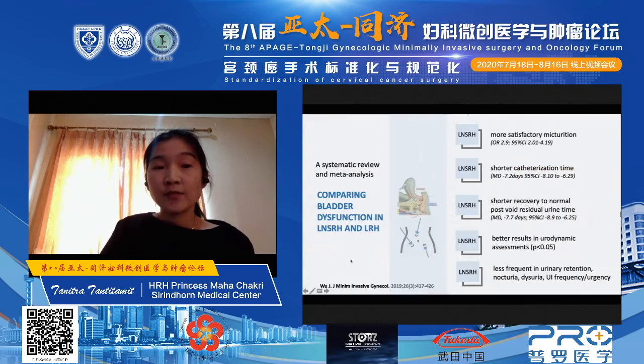A systematic review and meta-analysis published last year compared bladder dysfunction in laparoscopic nerve-sparing radical hysterectomy and laparoscopic radical hysterectomy. These studies proved the benefits of laparoscopic nerve-sparing radical hysterectomy, in which patients in this group had more satisfactory micturition, shorter catheterization time, shorter recovery to normal post-void residual urine time, better results in urodynamic assessment, and less frequent urinary retention, nocturia, dysuria, urinary incontinence, frequency, and urgency.